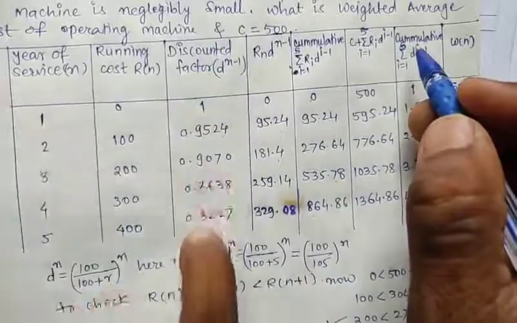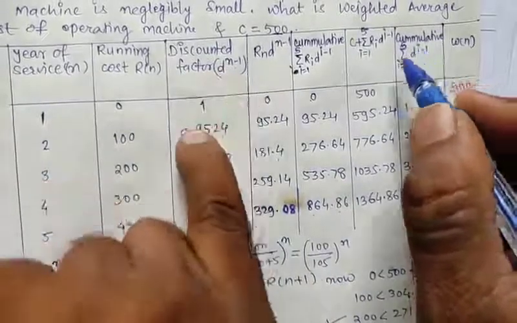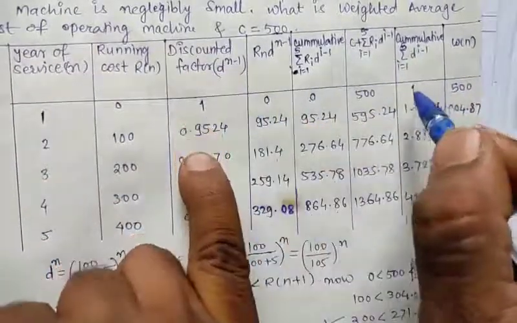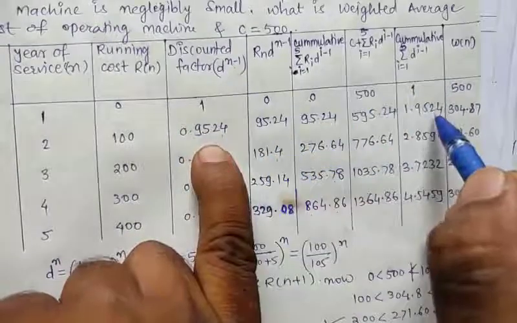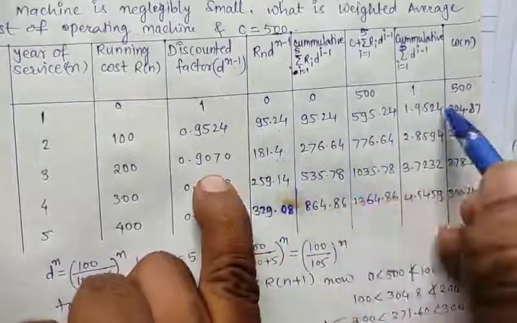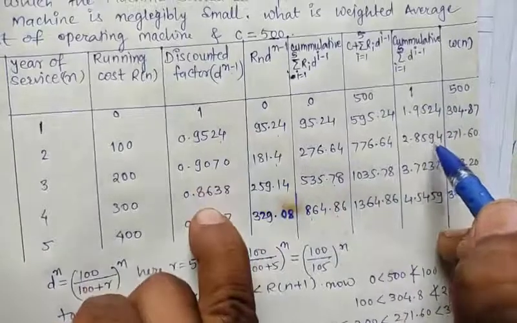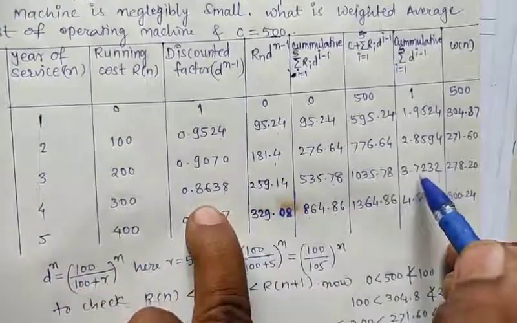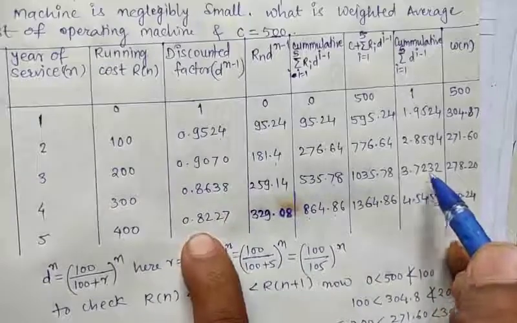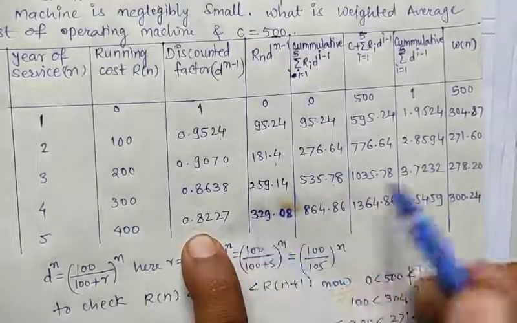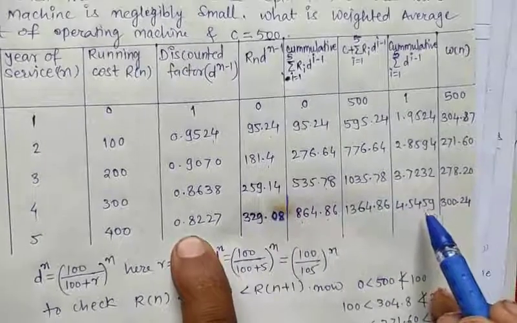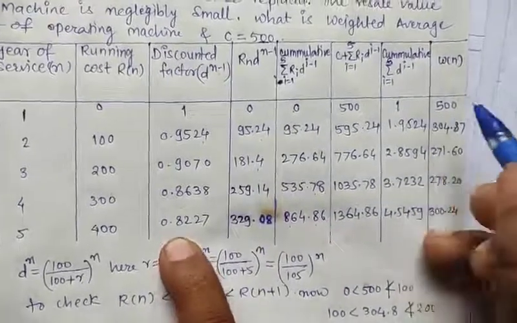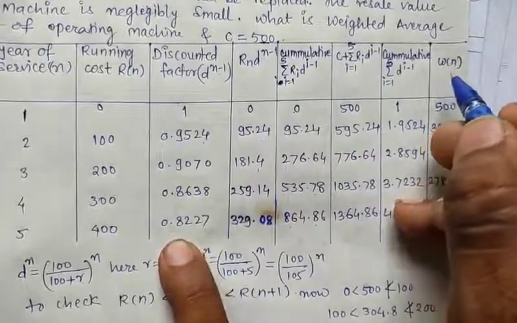Now next find out cumulative summation i from 1 to 5 d raised to i minus 1. So this is d raised to i minus 1 value. So first write down 1 as it is. Now taking addition of these two, we get 1.9524. Next addition of these two, we get 2.8594. Next addition of these two, we get 3.7232. And last we take addition of these two, we get 4.5459.